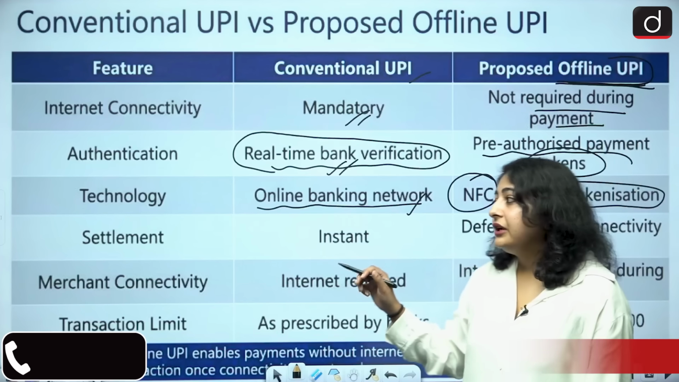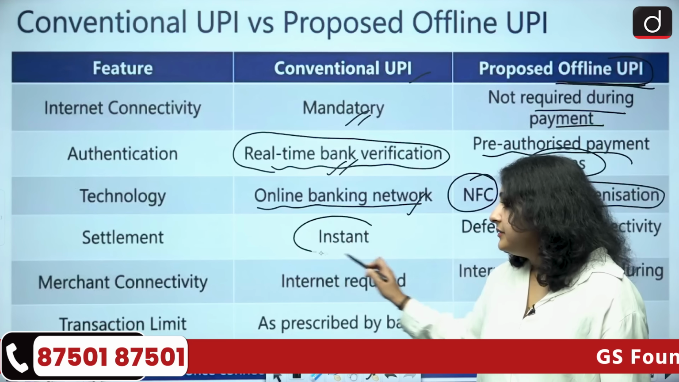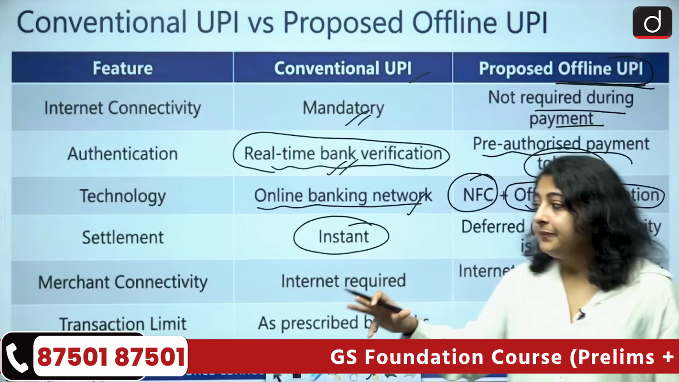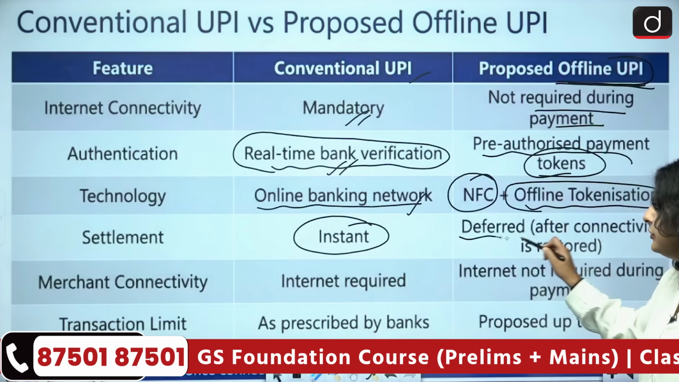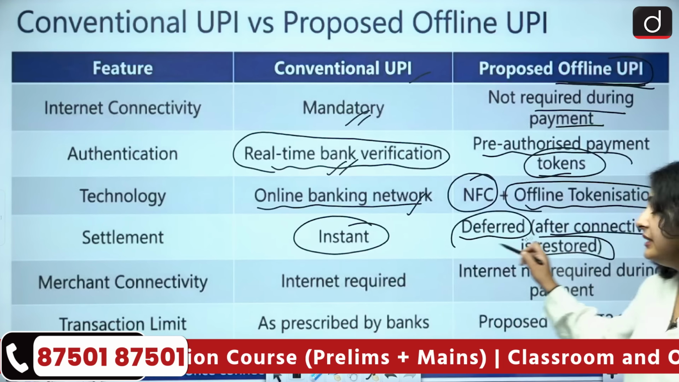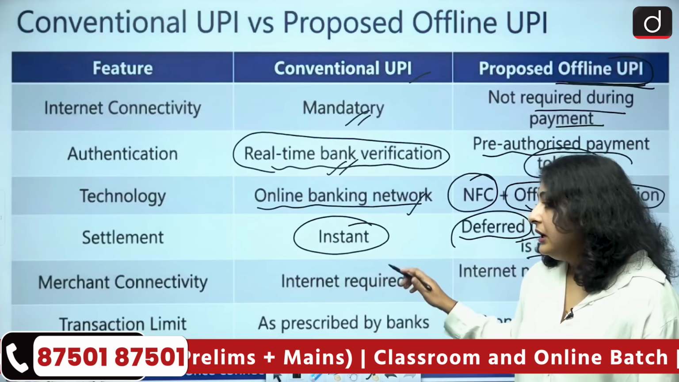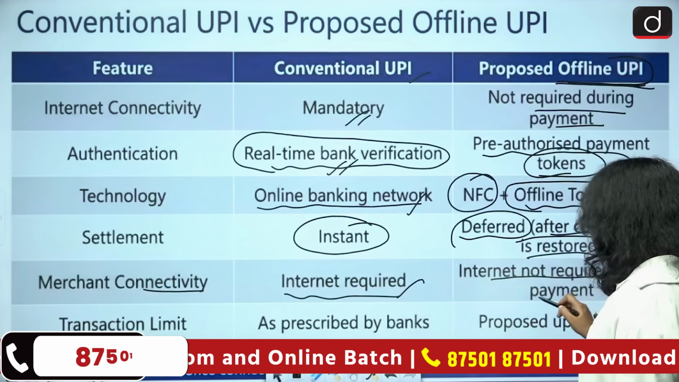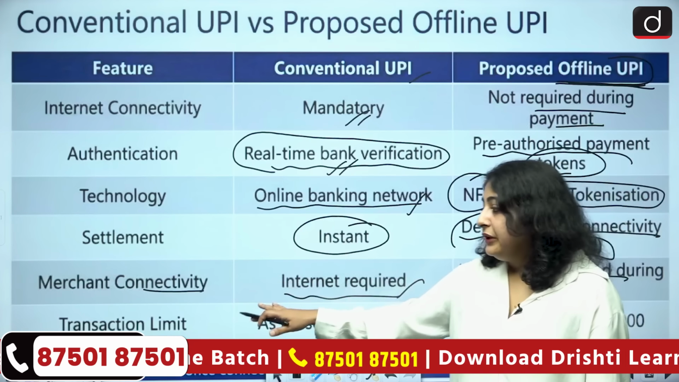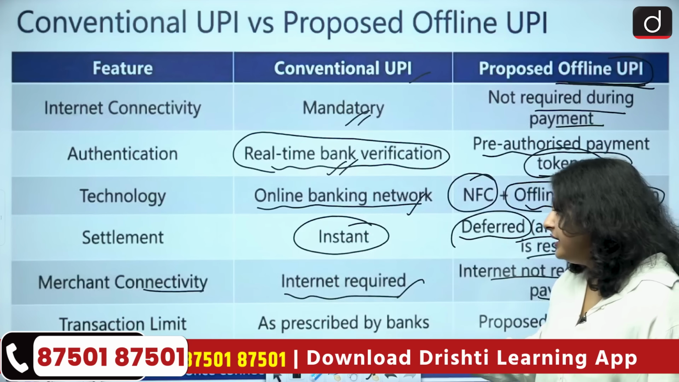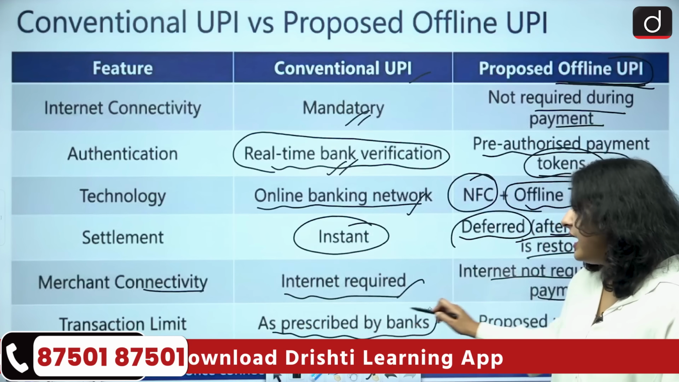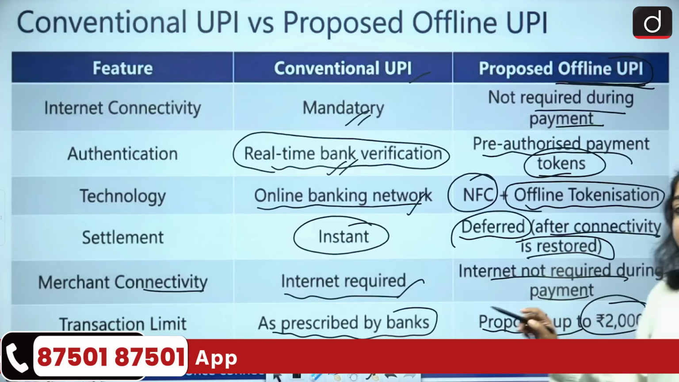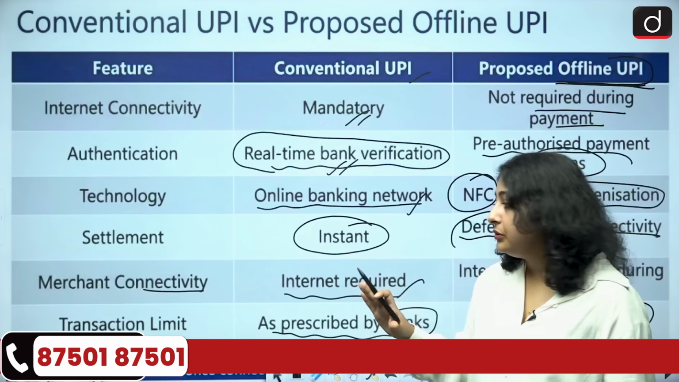Okay. If we talk about conventional UPI, the settlement is instant. Instantly the amount will be deducted from your bank account. The transaction will take place immediately. But in proposed offline UPI, it is deferred. After connectivity is restored, then the amount will be deducted. If we talk about merchant connectivity, internet is required in conventional UPI, but here internet is not required during the payment. If we talk about the transaction limit, in the conventional UPI, the transaction limit is as prescribed by the banks, but in offline UPI, the proposed transaction limit is 2000 rupees. There is a transaction limit, that is 2000 rupees.